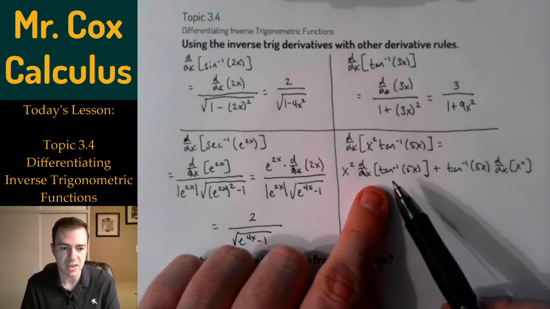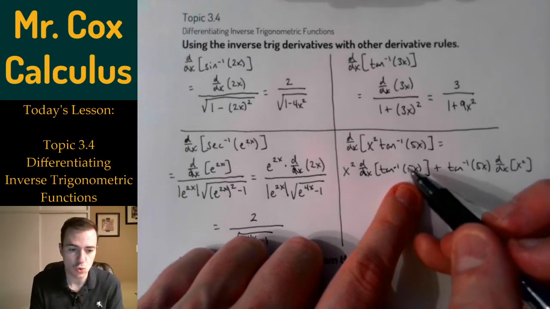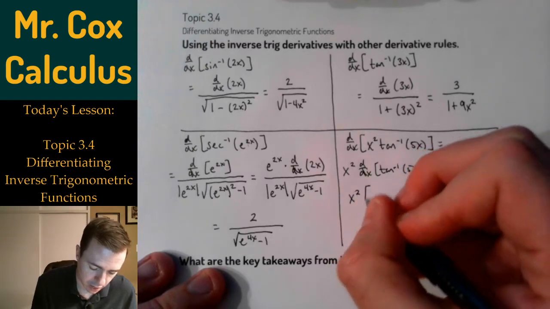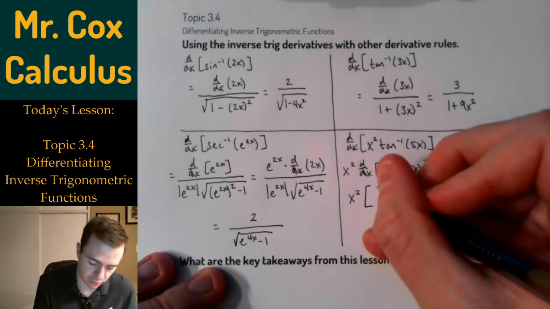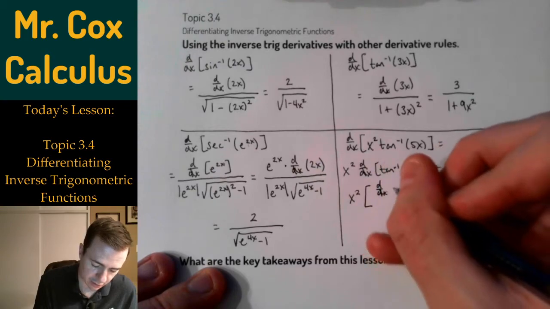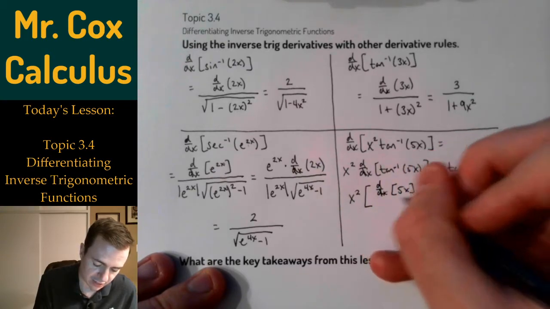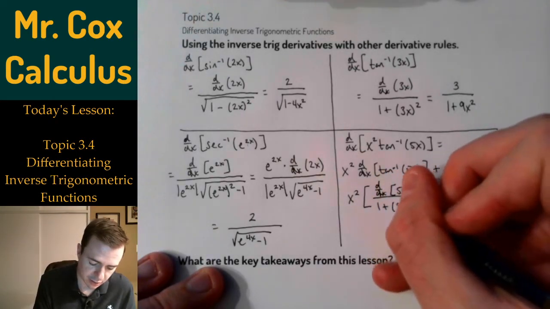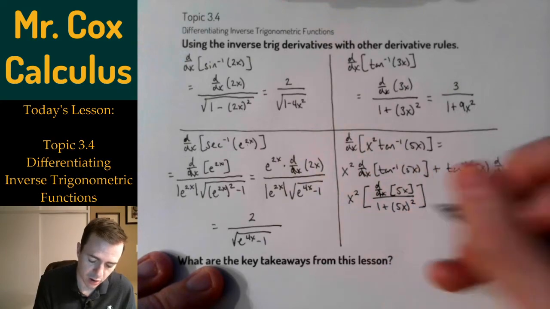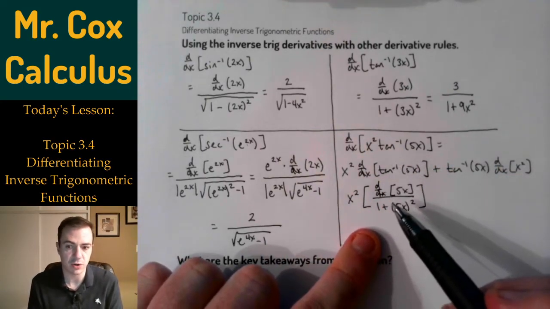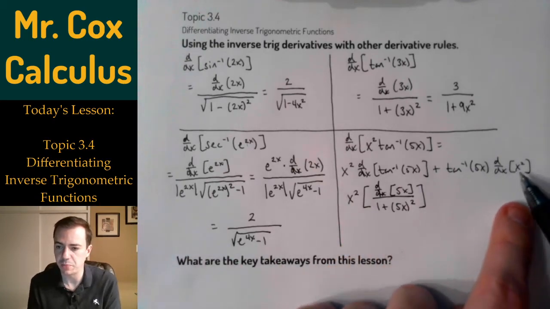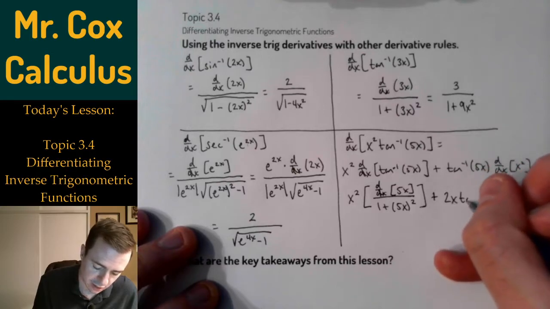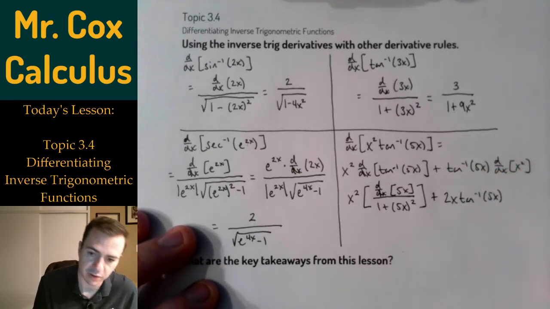Okay, so derivative of inverse tangent of 5x, my u is going to be 5x. So this is x squared times u prime. So the derivative with respect to x of 5x is in the numerator over 1 plus u squared, well, 1 plus 5x quantity squared. So there's my derivative of inverse tangent of 5x. Over here on this other piece, I have the derivative of x squared. That's 2x. So this is 2x inverse tangent of 5x.